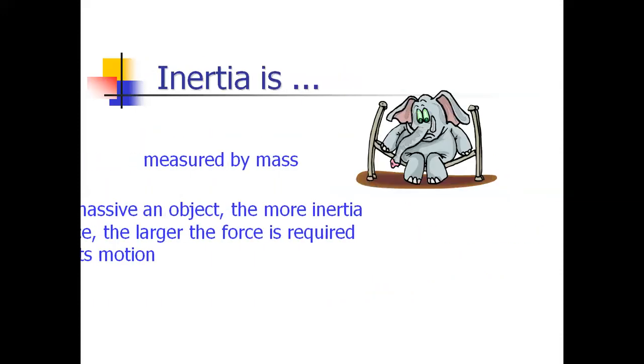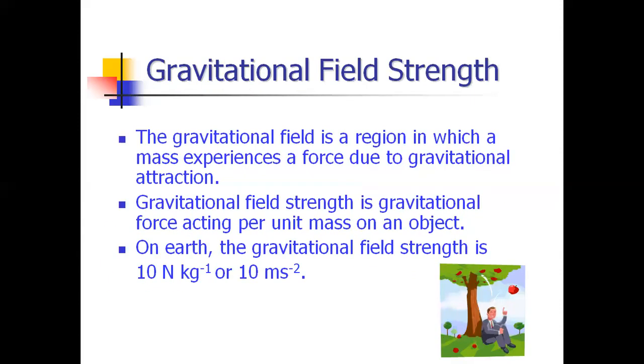So the next thing after inertia is the gravitational field strength. What do we mean by gravity or the gravitational field? It is actually a region where the force being exerted by a planet or by an object can be felt. So around the earth, there is a specific area where its pull can be felt by different objects.